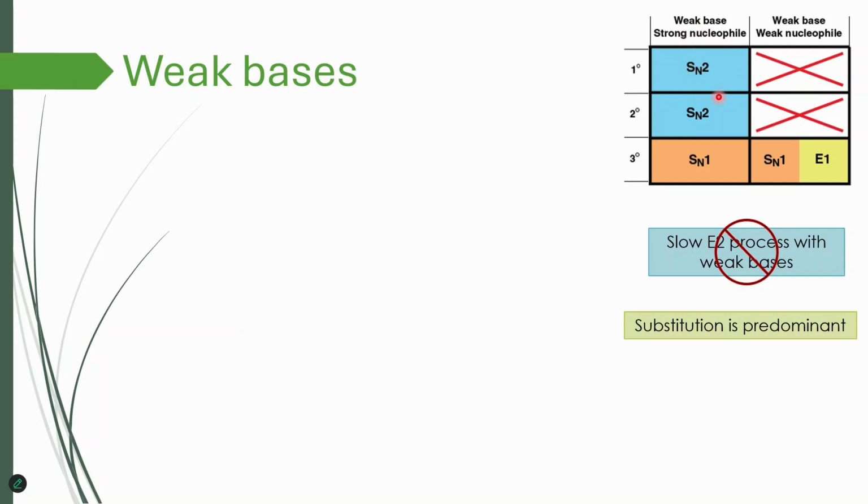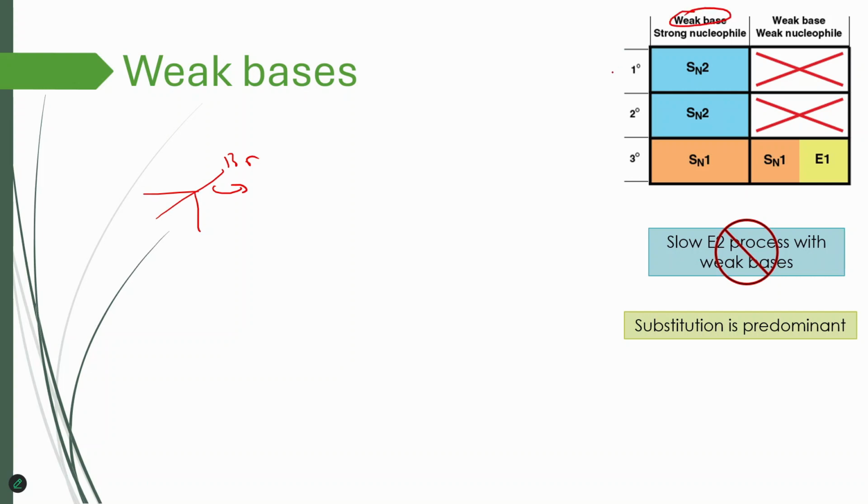And for primary, it's a fast and clean SN2 reaction. For secondary, it's going to be mostly SN2. There's actually some controversy here. People debate for the secondary case, is it going to be SN1 or SN2? But it's actually mostly SN2 because if you form an SN1 reaction, your secondary carbocation is not very stable.